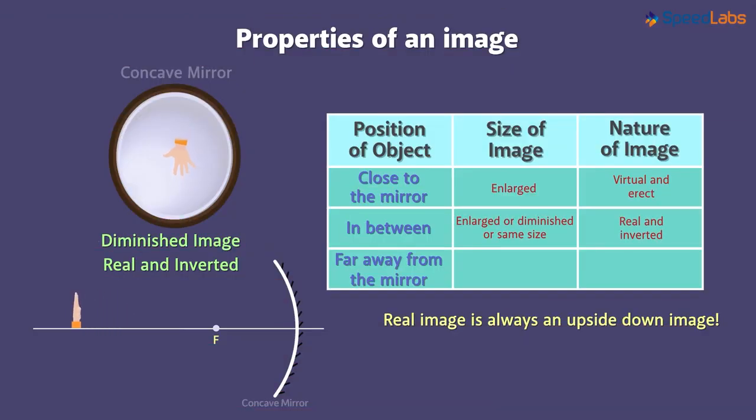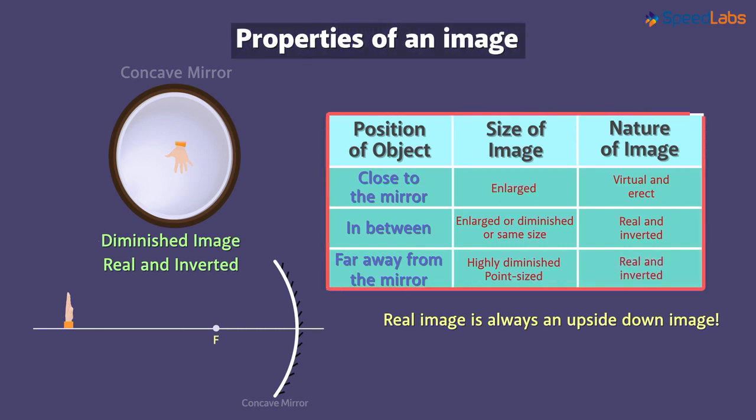What if our object is very far away from the mirror? Then the image will be a really small image. This will almost be a point-sized image. The nature of the image will be the same, that is, real and inverted. So these are the properties of images formed in a concave mirror.